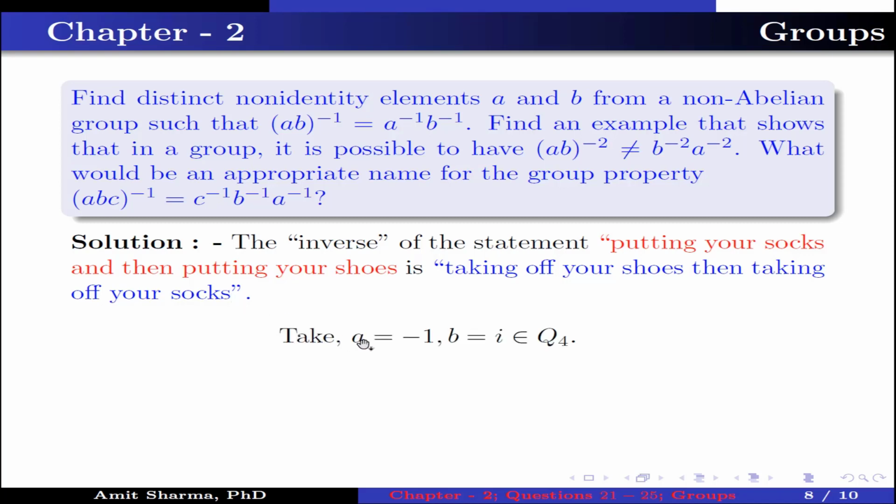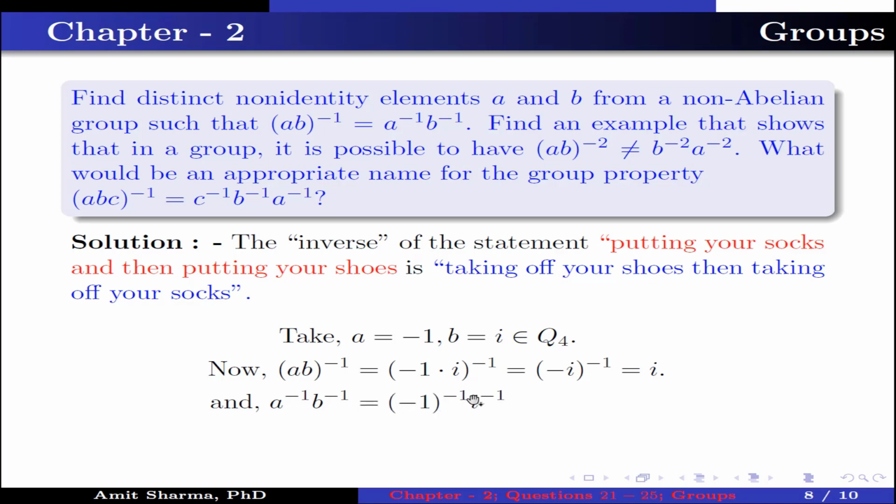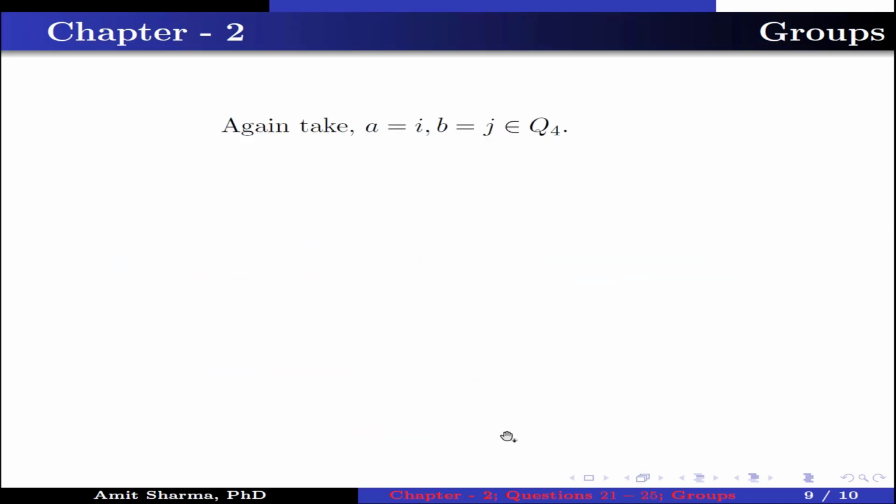Now, for the next part, take a = -1, b = i belonging to Q4, which is a non-abelian group. Now, (ab)^(-1) = (-1 · i)^(-1) = (-i)^(-1), and we know that (-i)^(-1) is i. And a^(-1) b^(-1) = (-1)^(-1) i^(-1) = (-1)(-i), which is equal to i. This implies (ab)^(-1) = a^(-1) b^(-1).